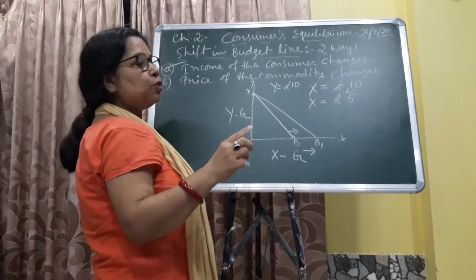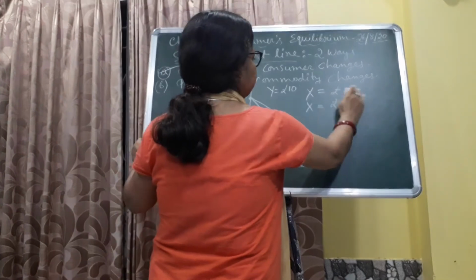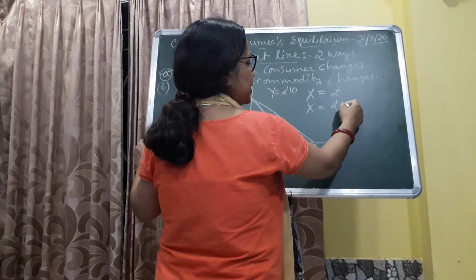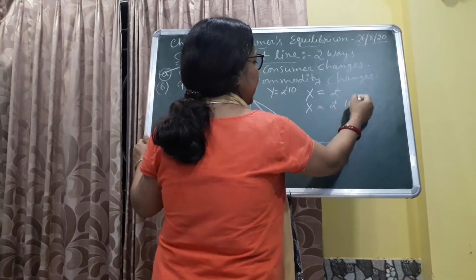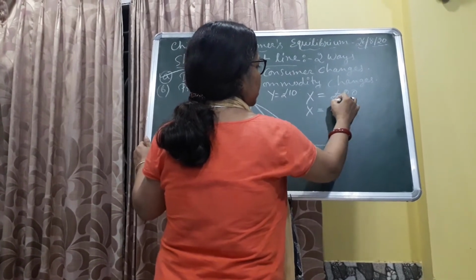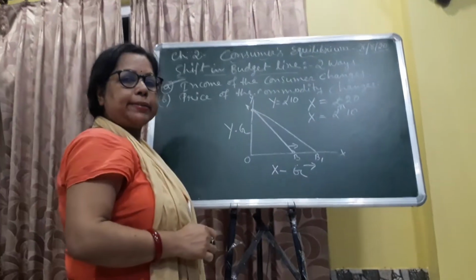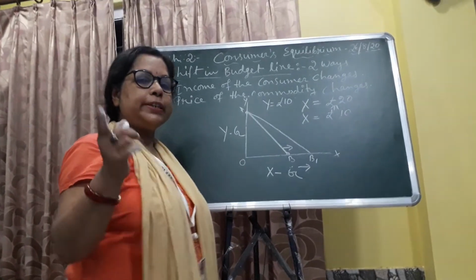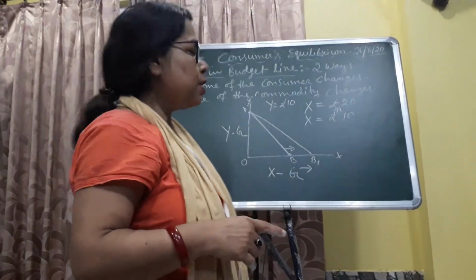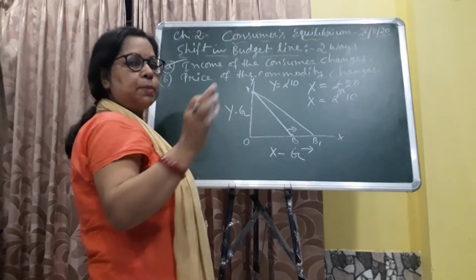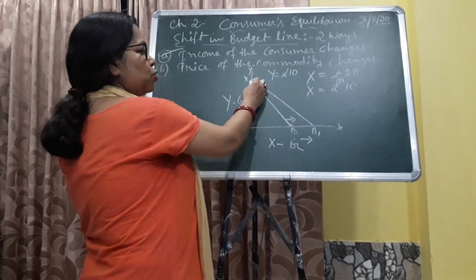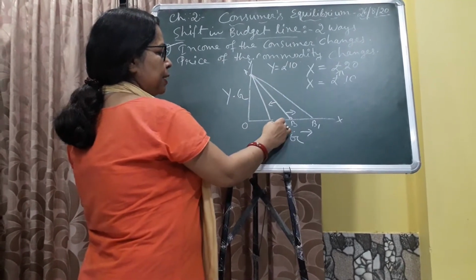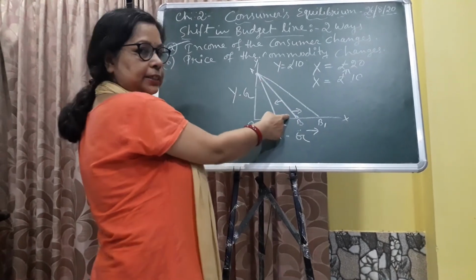Again, if we assume that the price increases, this is the original price of 10. Now the price of X increases. So what will happen in the economy? If the price of any commodity increases, the demand decreases. So the demand for commodity X decreases. So the budget line will shift to the left side, to B2. This is the original AB, the original budget line.